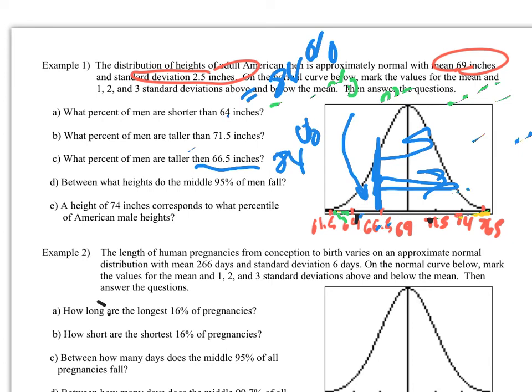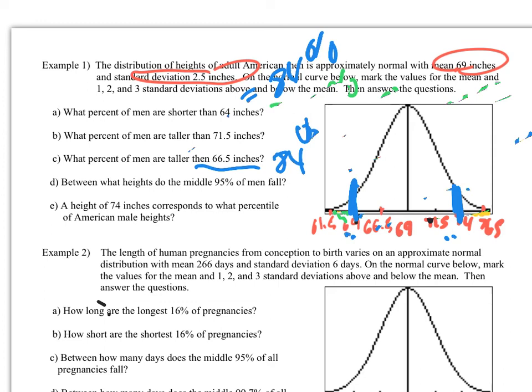Middle 95%. Well, how many standard deviations is the 95? That's 2. Okay, so if that's 2, from 64 to 74. How'd you do that so fast? By looking at the x point. Okay, 2 standard deviations here and here. Right? Yeah. That gives us 95. So those would be the answers. Those are the 2 heights.